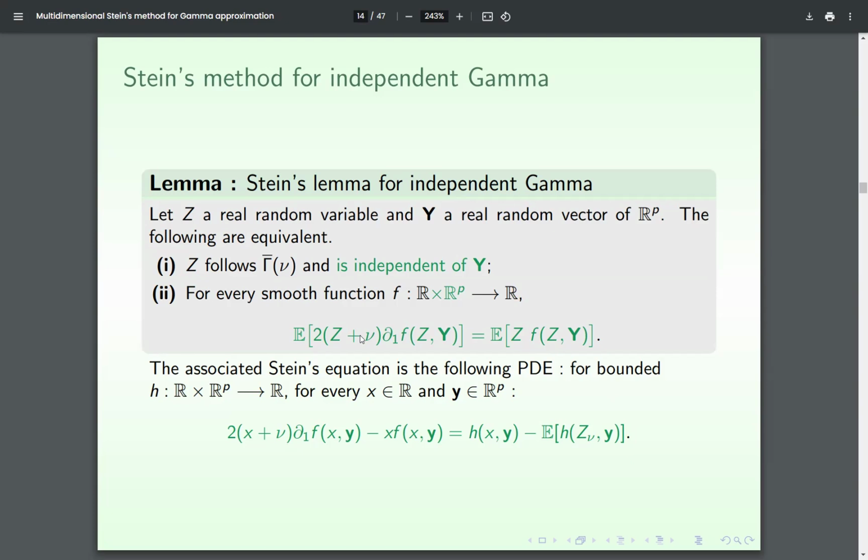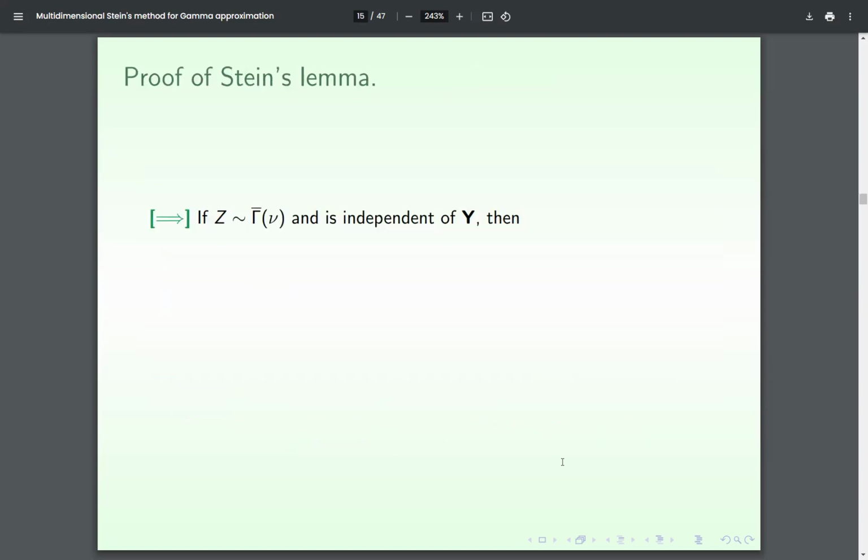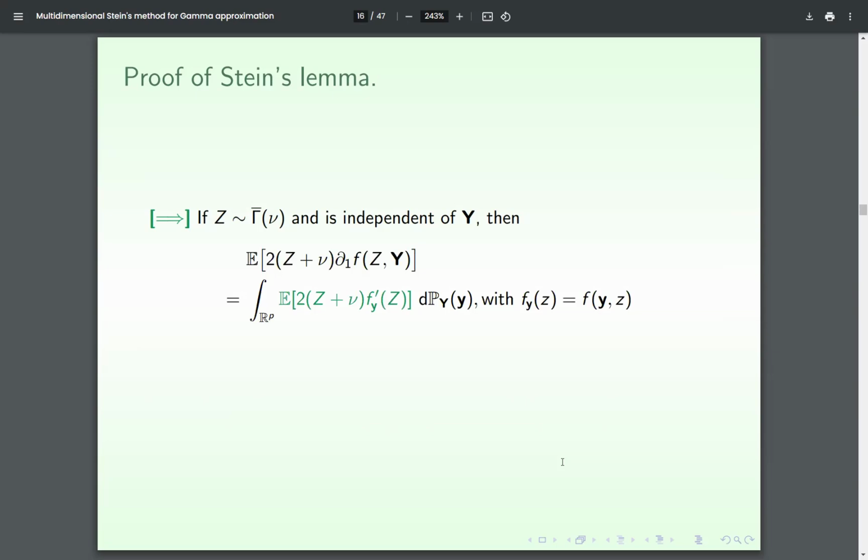And similarly, we can have a Stein's equation. This time, this is not an ordinary differential equation anymore, but a partial differential equation. We consider a two-parameter function h, and the Stein's equation will look like the following expression. The left-hand side will be the one looking like the Stein's lemma for a dependent one, and the right-hand side will be the difference between the two functions h. And by the same computation we made before, a little proof, which really looks like the Gaussian case.